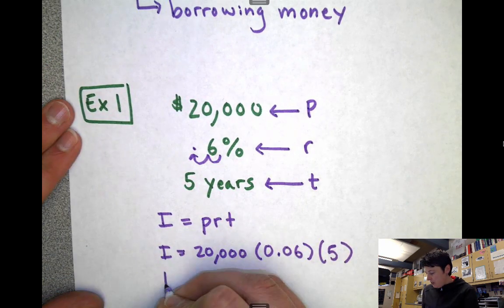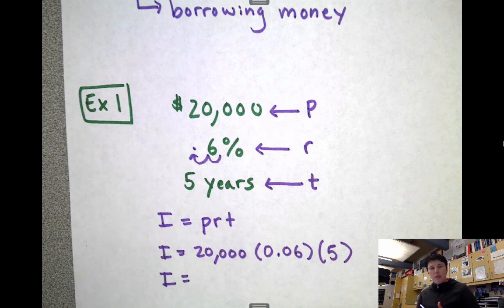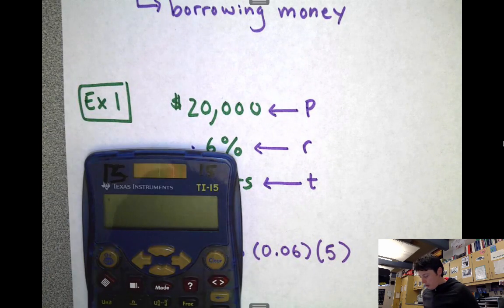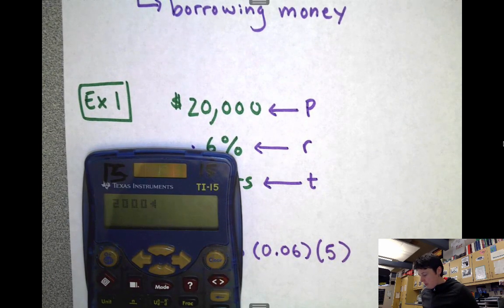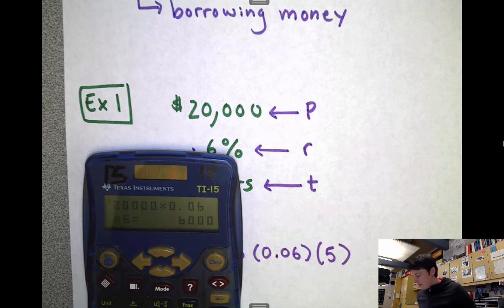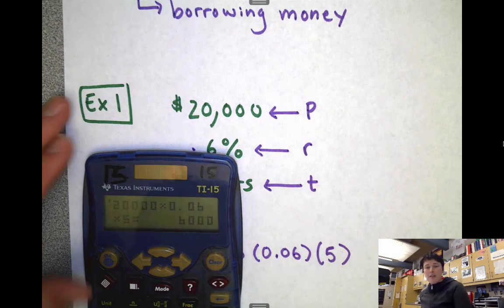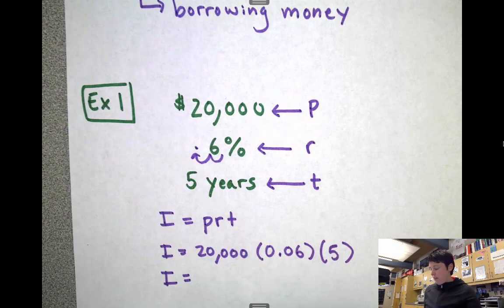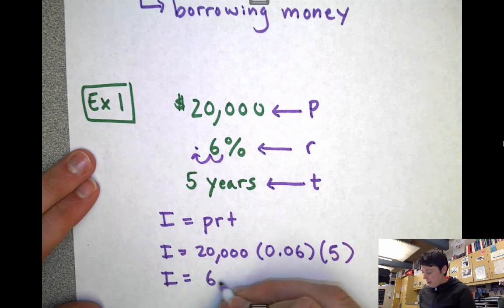Well, what is that? Let's do the calculation. What is 20,000 times 0.06 times 5? I'm going to do that on a calculator and find out here. 20,000 times 0.06 times 5 years. That looks like 6,000 to me. So we're going to write I equals $6,000.